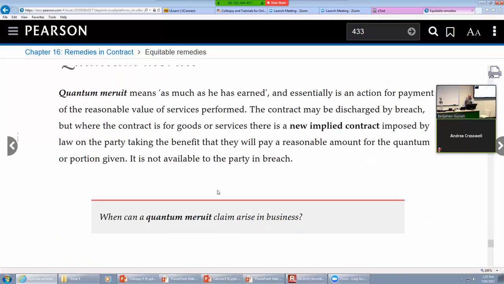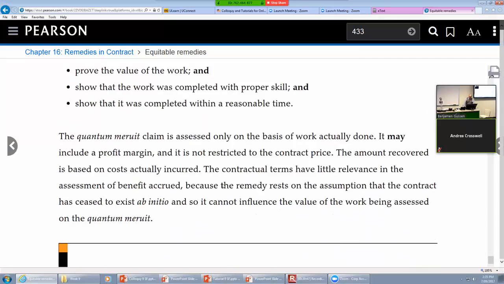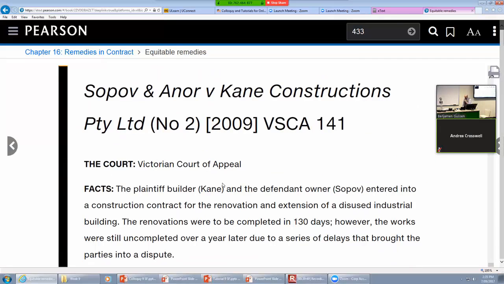previous rights. Let's look at quantum meruit then. This is probably the important part. Someone had some issues with Sopov in Toowoomba. So let's go and look at Sopov one more time.